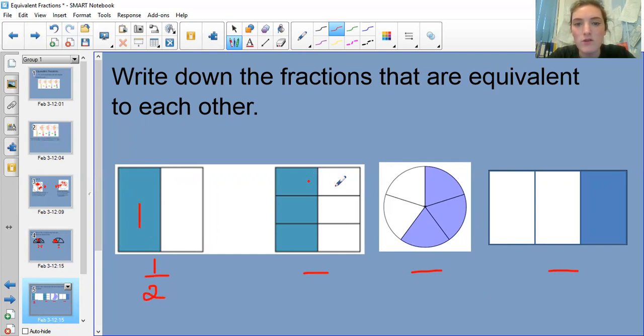What about here? There's 1, 2, 3, 4, 5, 6 pieces in total. And 1, 2, 3. 3 parts are shaded in blue. So 3/6 of that shape is blue.